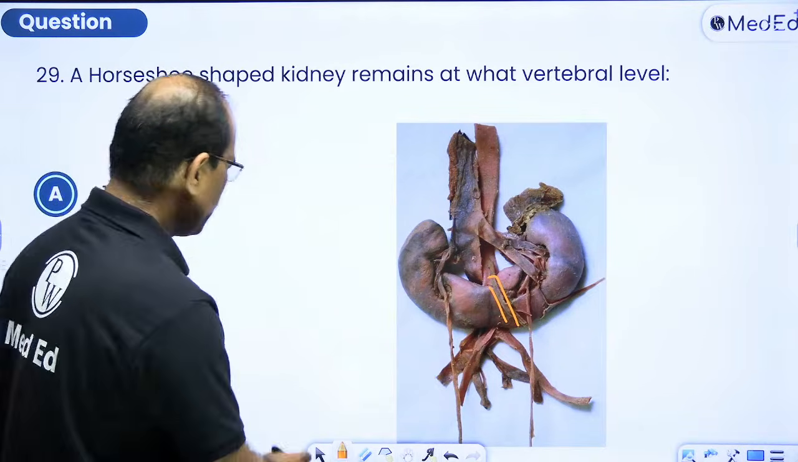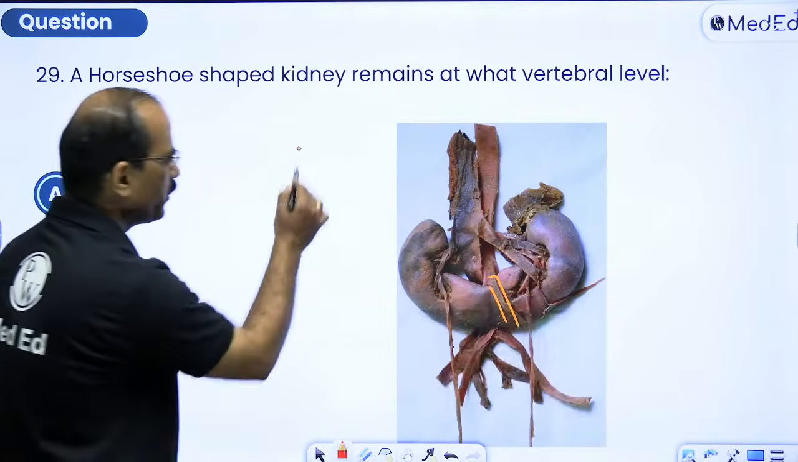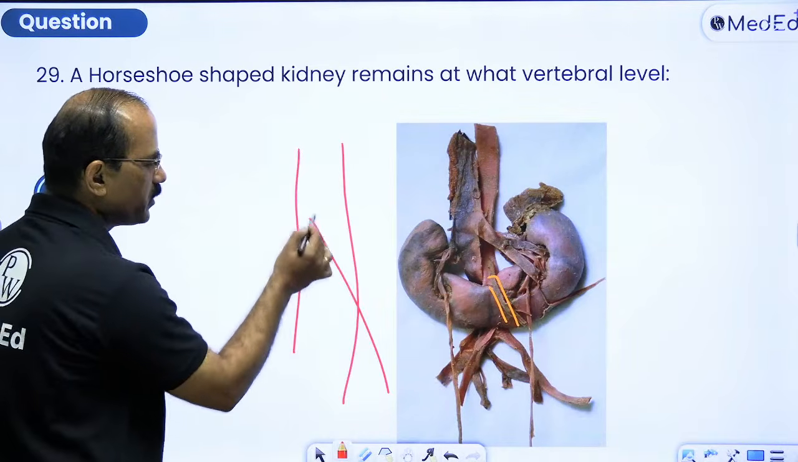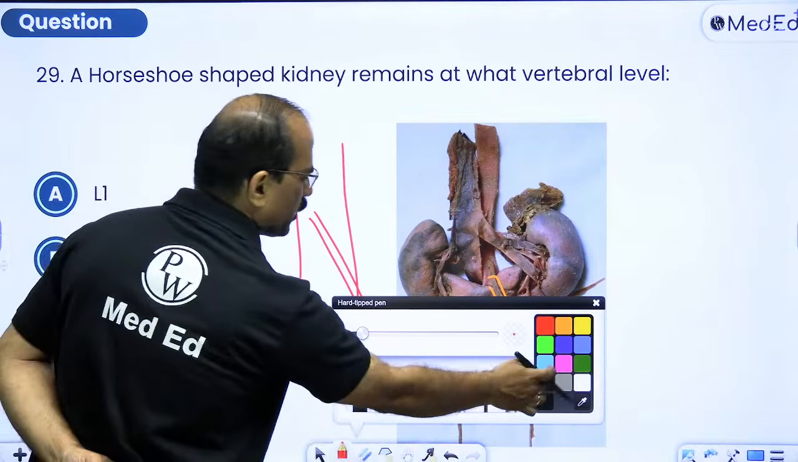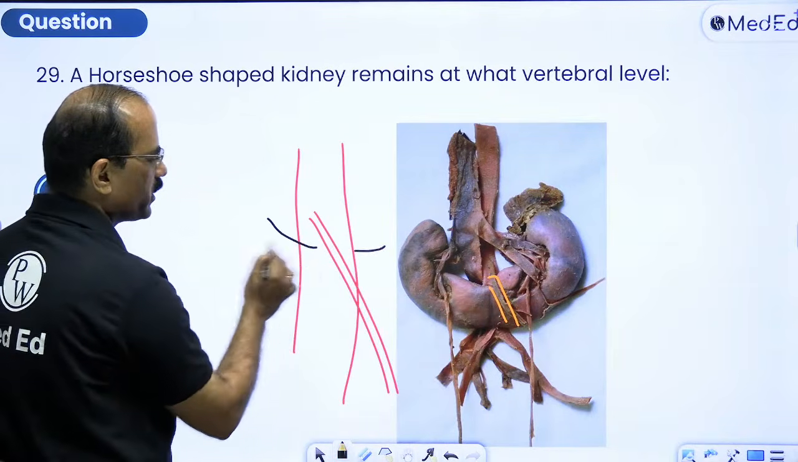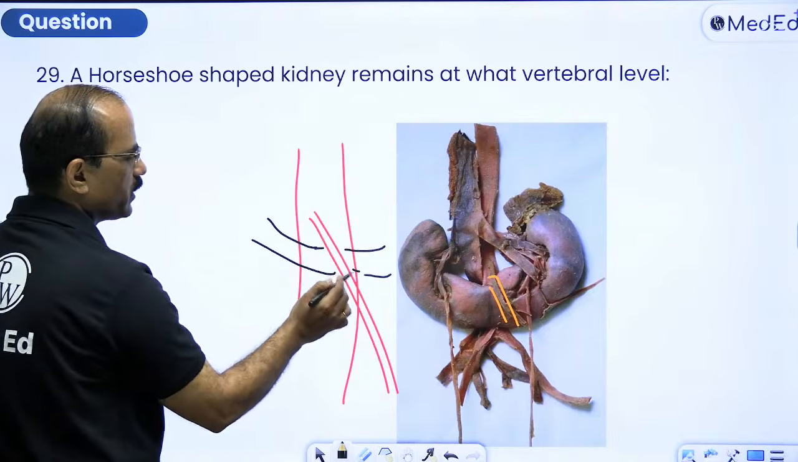मतलब वो है ना, वो एओर्टा है. ये एओर्टा है, and this is a ventral branch from the abdominal aorta. तो अगर horseshoe shaped kidney will remain obstructed here. यहाँ पे obstruct हो जाती है.